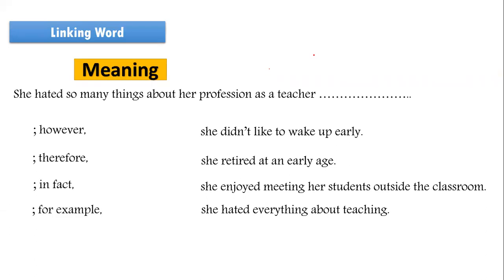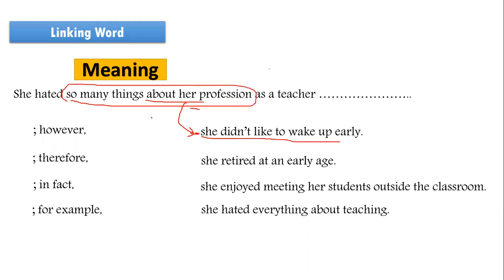Let's ask ourselves first, if I'm going to link this sentence to this one, first, as I told you, we have to understand the relationship between this and this. Let's think together. What's the relationship between this part and this sentence? The sentence says she hated so many things about her profession as a teacher. And this sentence says she didn't like to wake up early. What is this in relation to this? Is it an example or a contradiction, or a cause and effect? Is it an emphasis? What do you think this is?